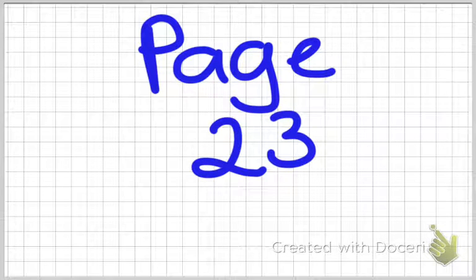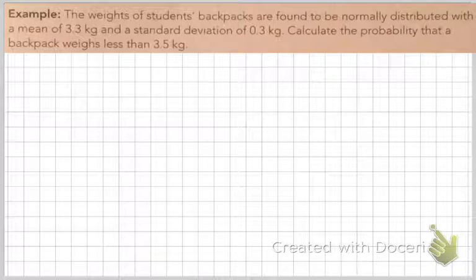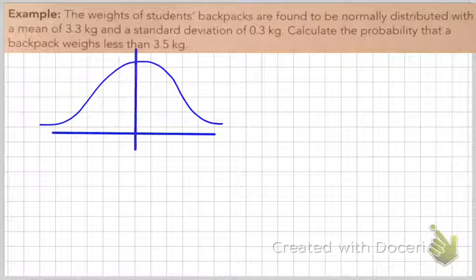Okay, now we're going to look at, on page 23, how we calculate the probabilities below a certain value. So first of all, let's look at the problem. We've got an example here about our student backpacks, which we've seen before. This is again normally distributed, and it's got a mean of 3.3 and a standard deviation of 0.3. So the first thing we're going to do is draw our normal distribution and put those values onto the grid.